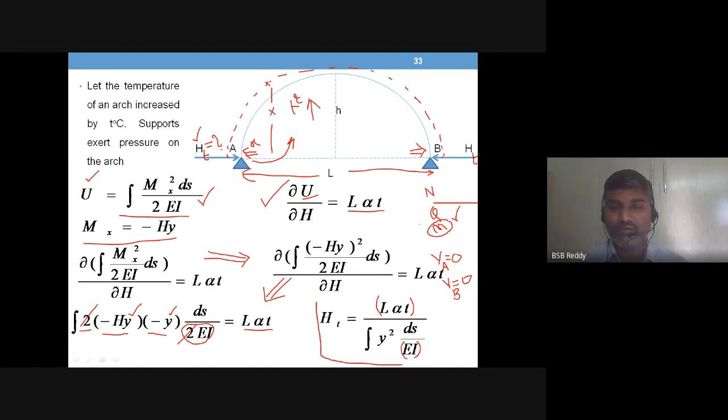Okay. So this is the formula for finding horizontal thrust developed due to temperature change alone.